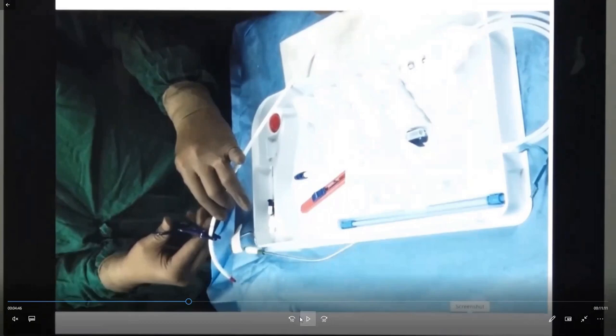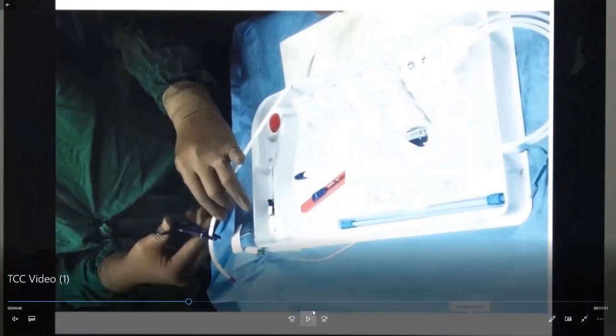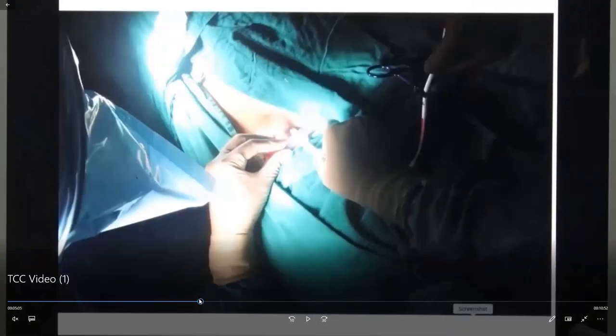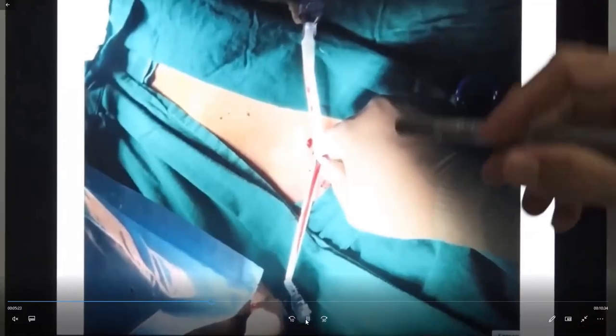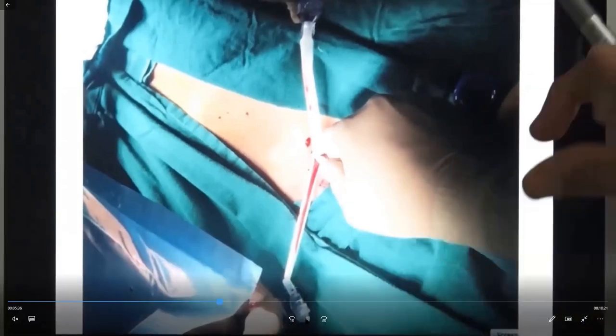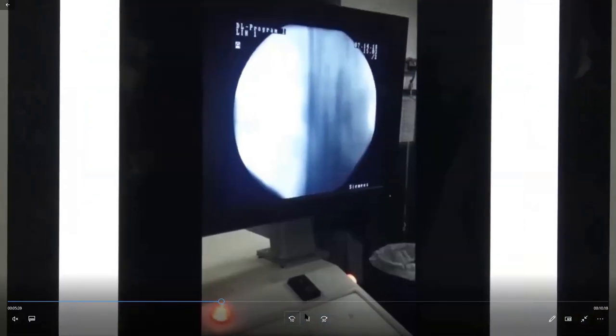Once the catheter is inside, this is showing the picture that the catheter is going inside. This is the catheter which has been clamped by this venous clamp, and you can see the catheter is going inside. And once the catheter is inside the peel apart sheath, you pull it away. So you pull apart the peel apart sheath and the sheath is pulled out. Now we have a catheter which is inside.